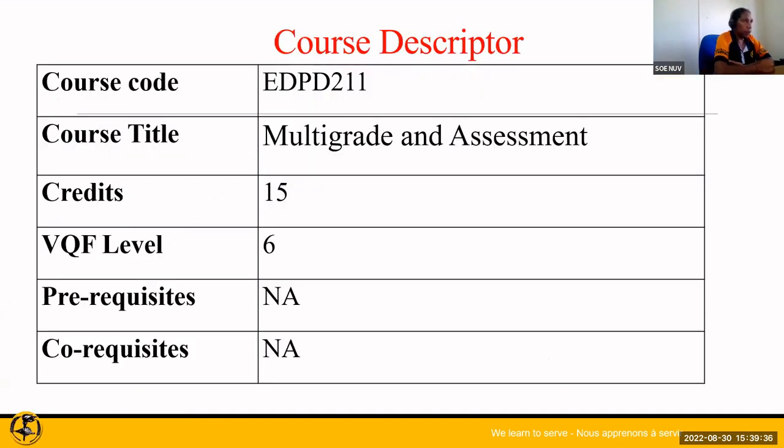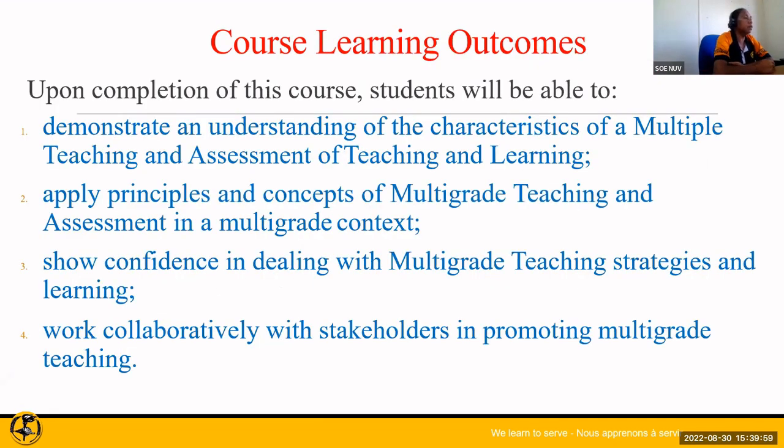The course code is EDBT 211. The course title is Multigrade Teaching and Assessment. The credit points for this course is 15 credit points. According to the VQA, it is a level 6 course. You do not have any prerequisite for this course.